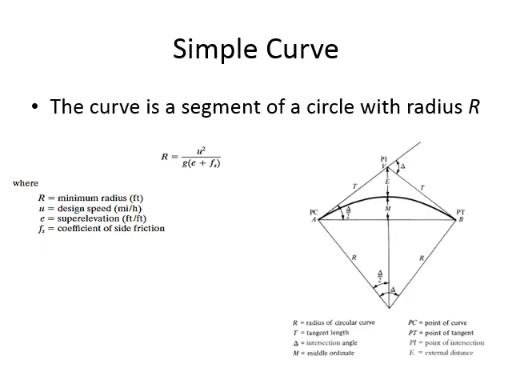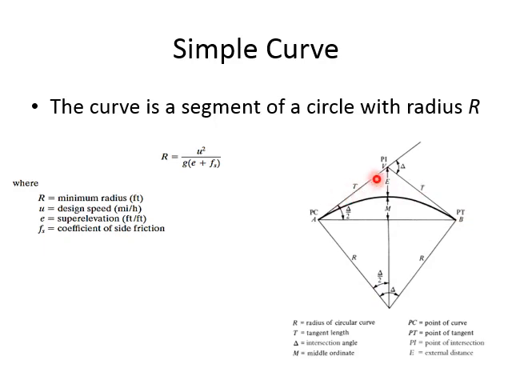A simple curve is part of a circle, so we also call it a simple circular curve. The radius of a circular curve can be calculated using this equation, where u is the speed, g is the gravitational force, e is the super elevation, and fs is the coefficient of side friction. You can see the geometry of the curve here. The starting point is PC, which we also call the point of curve. Ending point is PT, which we also call the point of tangent.